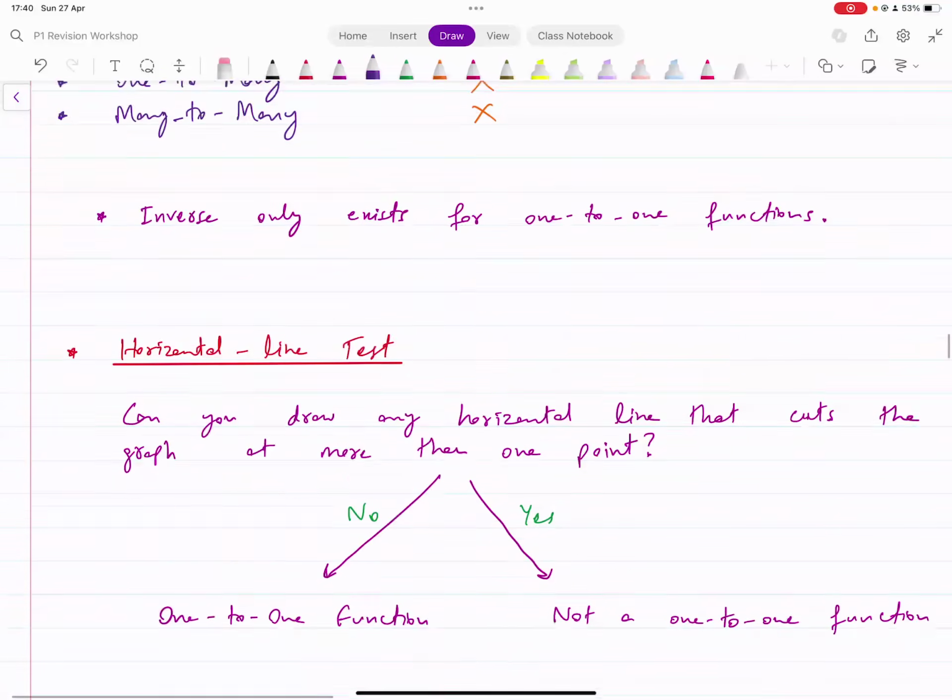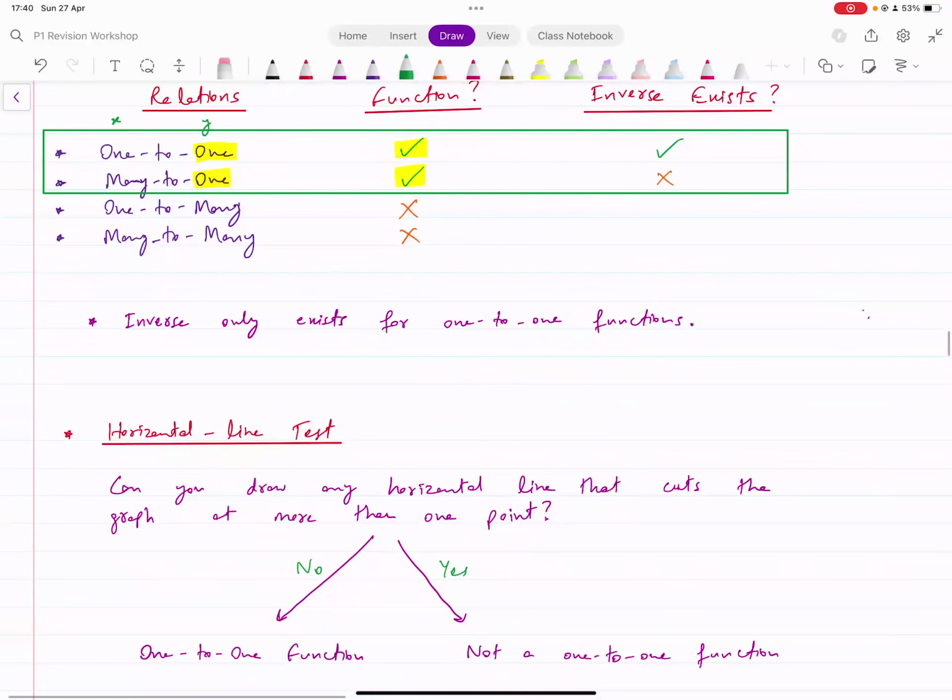Now, how do you identify if a function is one-to-one or not? We have a test for this that we call the horizontal line test. The test basically says, can you draw any horizontal line on the graph of the function that cuts the graph at more than one point? If you can, then it's not a one-to-one function. If you cannot, then that would be a one-to-one function.